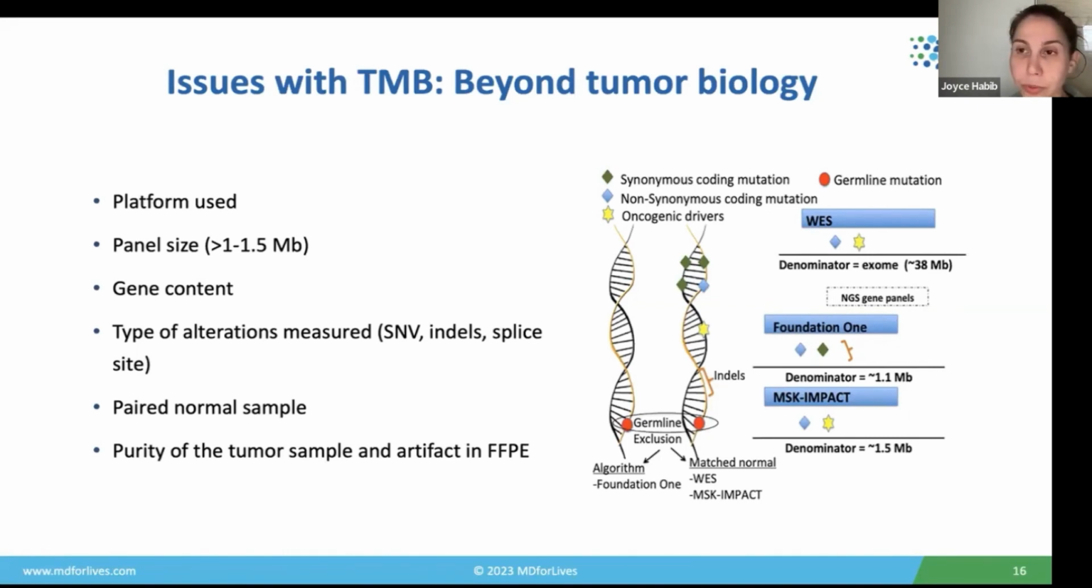There is also the need for a matched normal sample to be able to exclude the germline variants. If you don't have one, you have to use a bioinformatic algorithm to do that. For example, we do have matched normal for MSK-IMPACT, but not Foundation One. And obviously, the matched normal will also simplify your life because you would be able to exclude the contribution of clonal hematopoiesis, particularly if the tumor is infiltrated with blood cells. Also, there are some issues with purity of the tumor sample, and artifacts related to frozen versus formalin-fixed paraffin-embedded tissue, classically the C to T artifact.